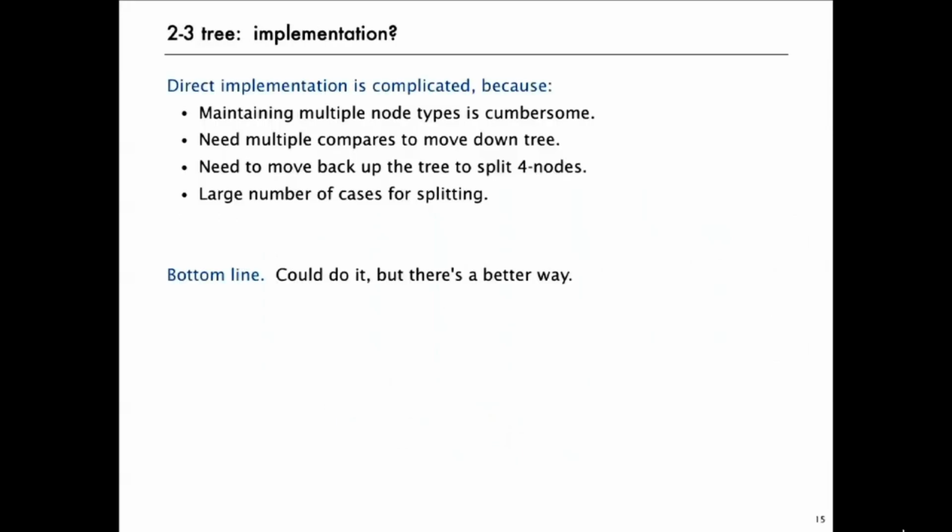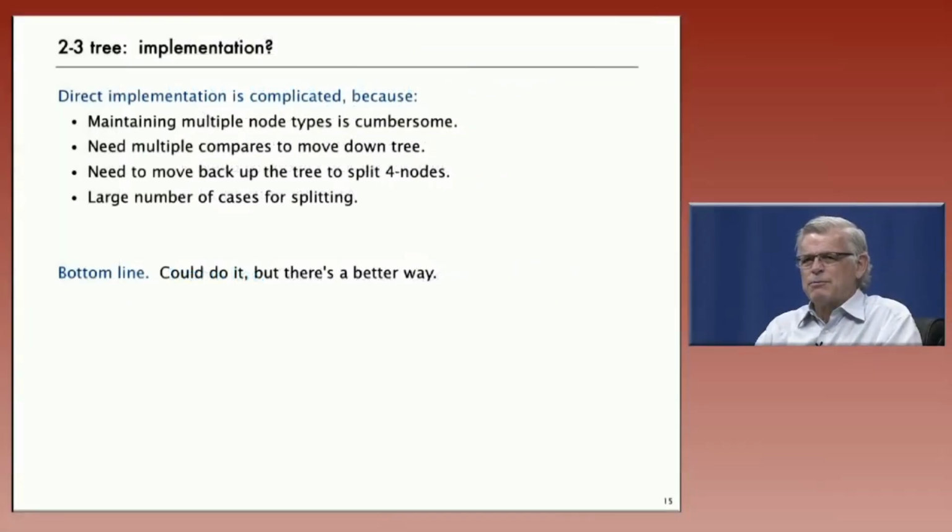Now, what about the implementation? Well, we're actually not going to talk about a direct implementation of 2-3 trees because it's kind of complicated. It's cumbersome to maintain multiple node types. You might need multiple compares to move down the tree. If there's a 3 node, it takes more compares than a 2 node, so it's complicated to analyze. We have to keep track of links as we go up and down the tree to handle the splitting, and there's a lot of cases.